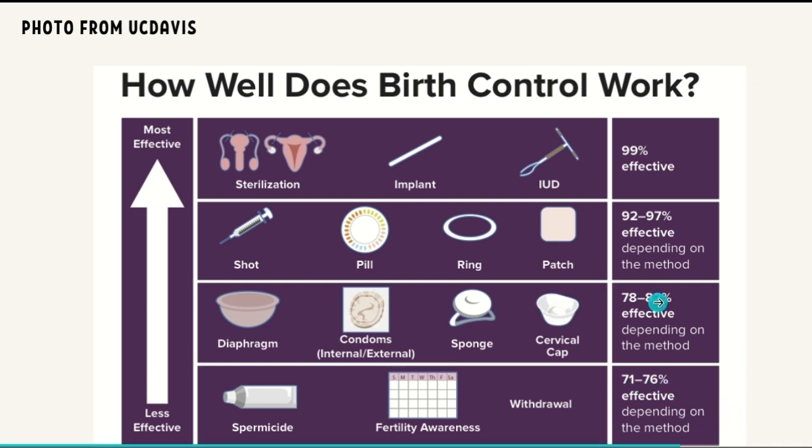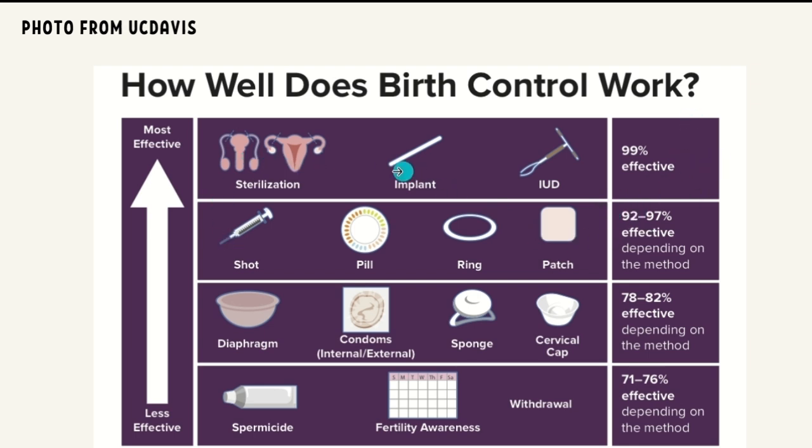And then this next round is 78 to 82% effective, depending on the method. So you have the cervical cap, the sponge, then the condom. That one is external, and then you have the diaphragm. But I think this one would actually go inside of the vagina. And then 92 to 97% effective, you have the patch, the ring, the pill, and I also have the shot.